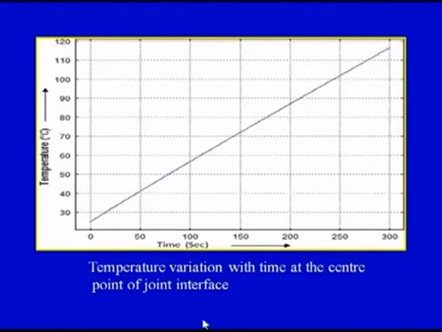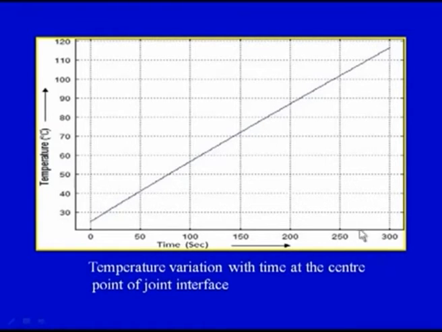So basically we are focused on joining. Our focus in case of joining is in the area where the two adherents are bound to be joined or where the bond has to be formed. So in that particular area we want to see how much temperature is being generated because of the microwaves. So this is showing the temperature variation with time at the center point of the interface. So we can see temperature is increasing as the time for exposure to microwaves is increasing.